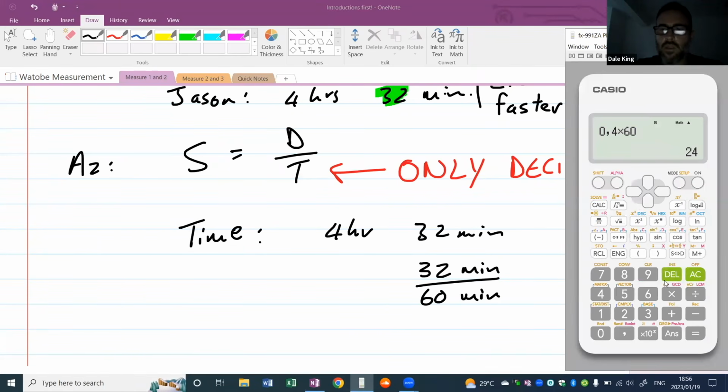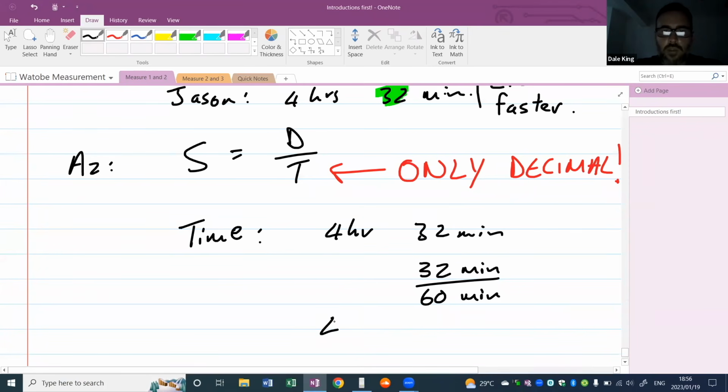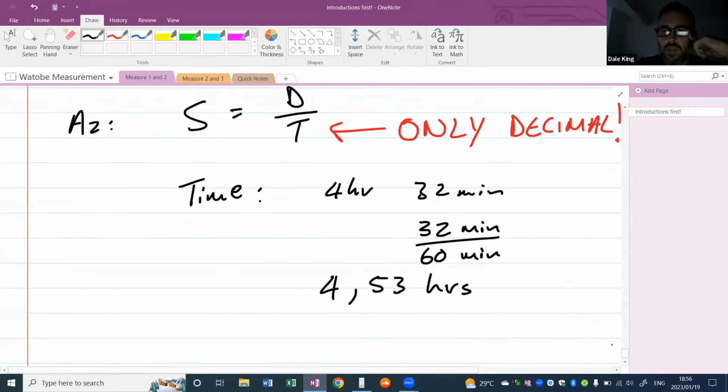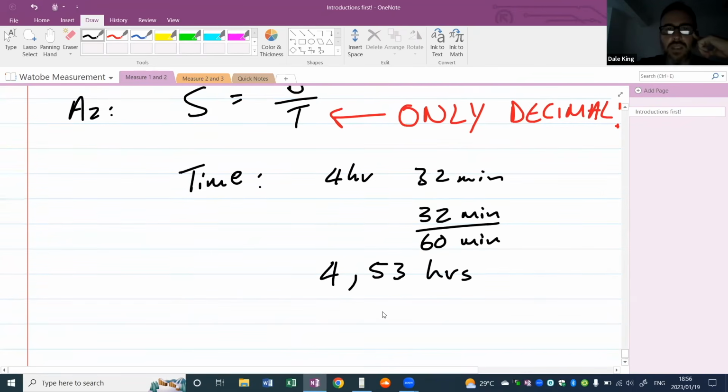So 32 divided by 60 gives us 0,53333 recurring. So Jason's time is 4 hours, comma, 5,3 recurring. I'm writing it off to 2 decimal places here. So this is hours in decimal format now. I've changed from hours and minutes into decimal by dividing. You guys went from decimal to hours and minutes by multiplying. I'm going backwards now by dividing. So divided by 60, I get 4,53 hours. This formula needs decimal hours. It doesn't take anything else.